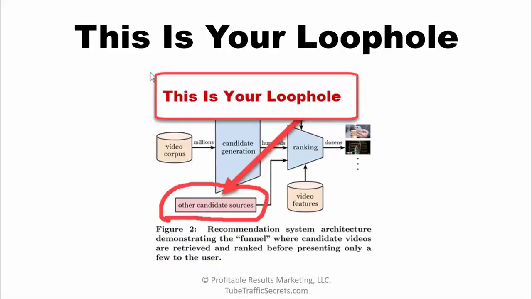Now, if you remember the diagram that I showed you a few minutes ago, you'll remember that there was a little red box. I said, this is your loophole. Well, that little red box, your loophole, is titled Other Candidate Sources. And that is where YouTube takes information from additional sources that they have access to.